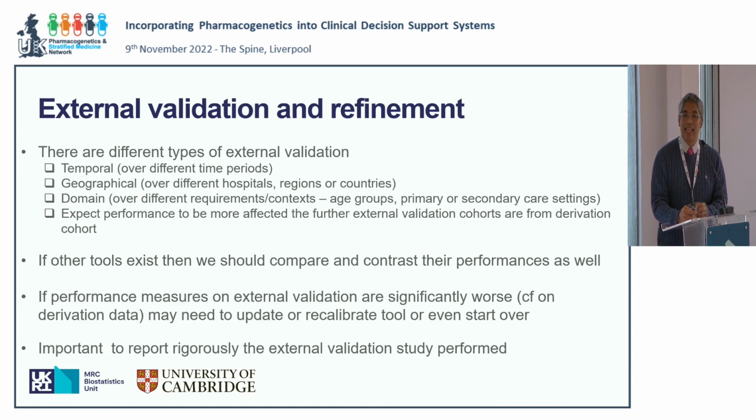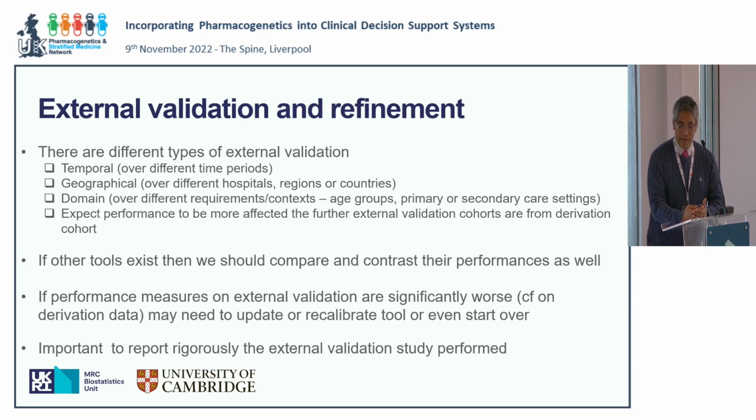Instead of primary settings, we look at secondary settings. And it's worth noting that the expected performance will be more affected the further external validation cohorts are from the derivation cohorts. So you would expect that with temporal validation it will be closer to the derivation data set than when you change the setting altogether and look at different age groups. And if there are other tools out there already, we should compare our decision support tool to those tools as well and compare and contrast their performances.